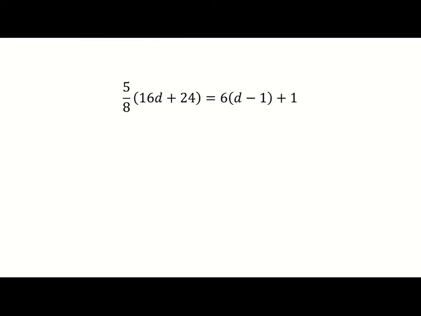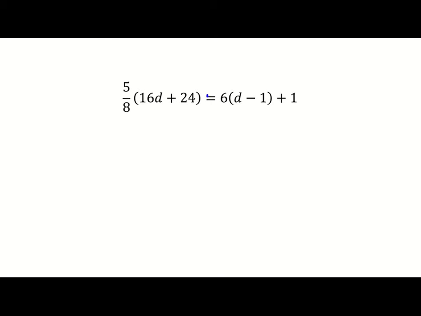Your third and final example for today is 5/8 times the quantity 16d plus 24 equals 6 times the quantity d minus 1 plus 1. What I want to do for this problem is show you how to work with fractions. Instead of trying to clear out the fraction, because there's quite a bit going on and it can get a little messy, this time we're just going to distribute the 5/8 on the left-hand side and work with the fraction. Honestly, they're not that scary, so it'll be okay.